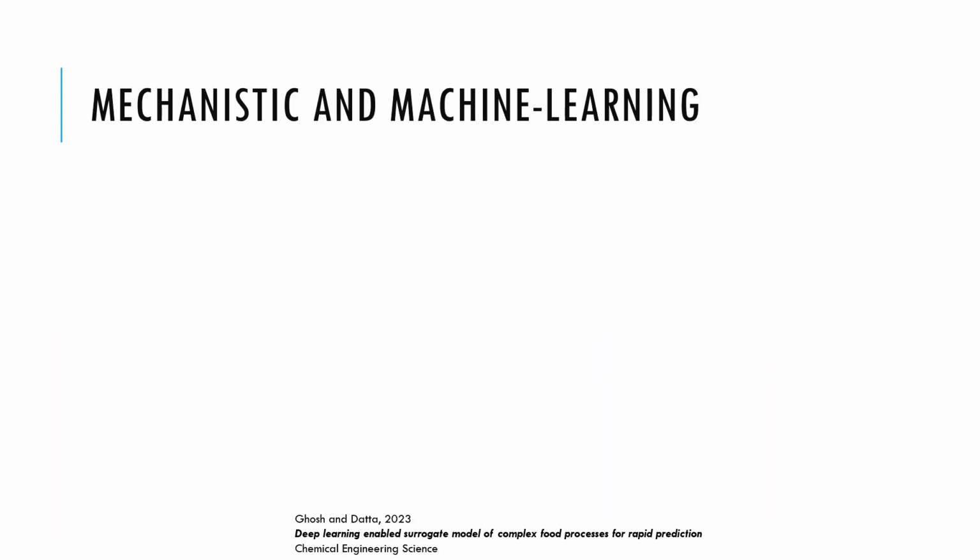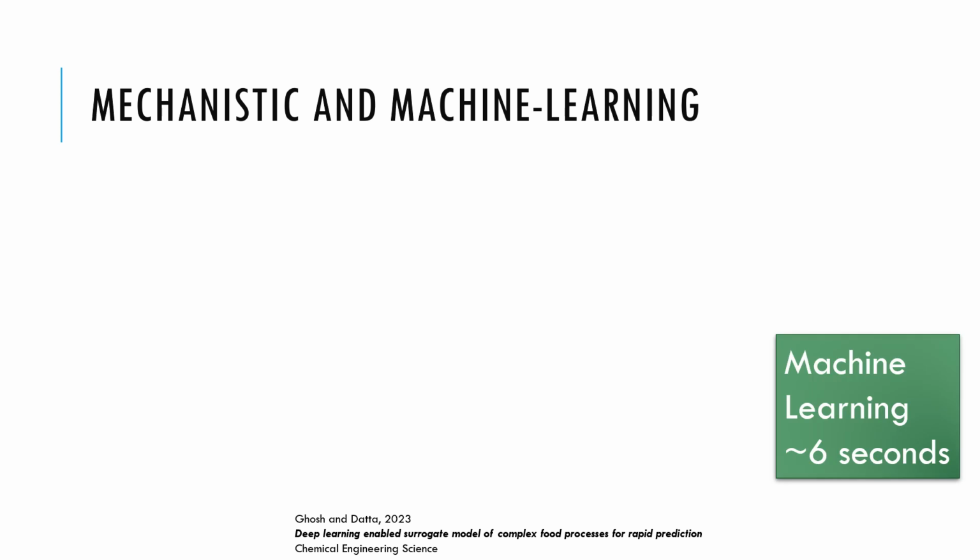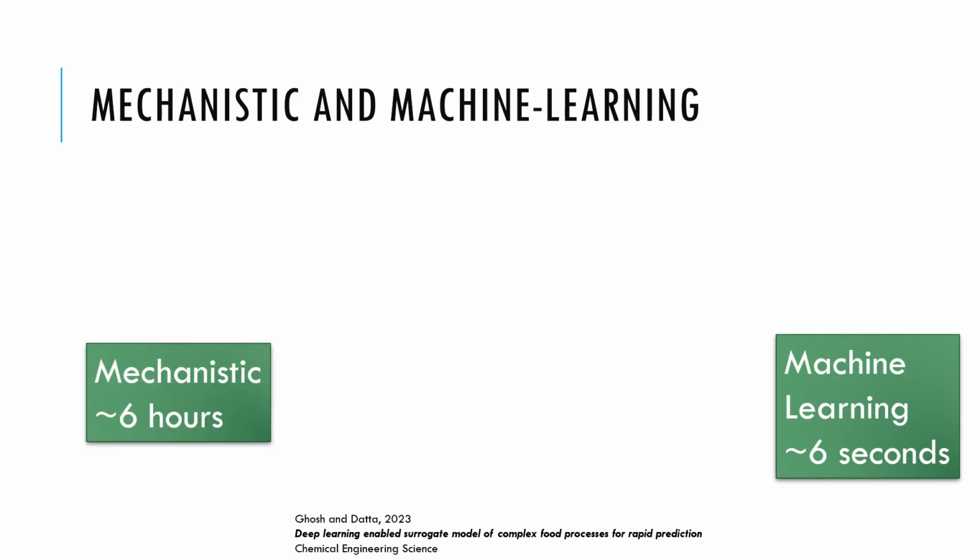Here is an example of combining mechanistic and machine learning models. Here, the machine learning model was developed from a mechanistic model. You can see the obvious advantages. The machine learning model takes 6 seconds, whereas the mechanistic model to predict some of the same thing would take 6 hours. So how do we do this?